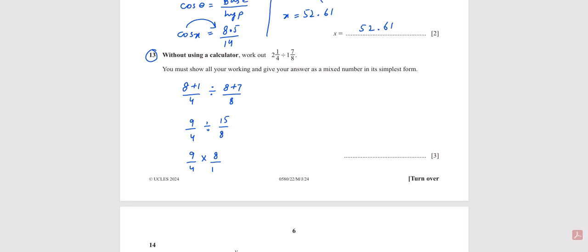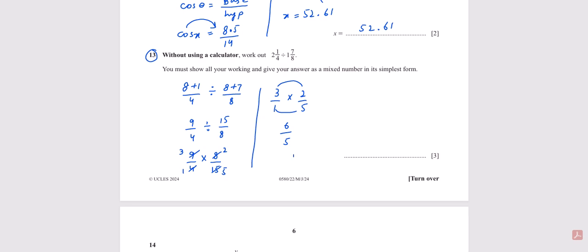So 8 over 15. Cancel out these numbers: 4 ones are 4, 4 twos are 8, 3 threes are 9 and 3 fives are 15. The remaining values are 3 over 1 multiplied by 2 over 5. 3 multiplied by 2 is 6, and 1 multiplied by 5 is 5.